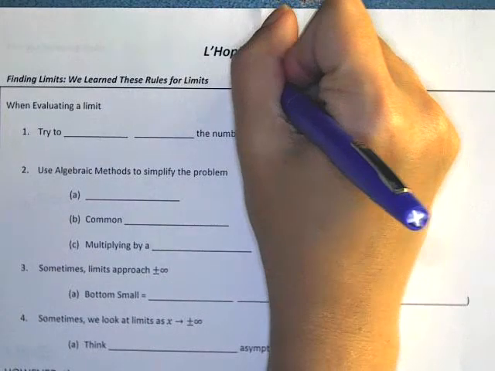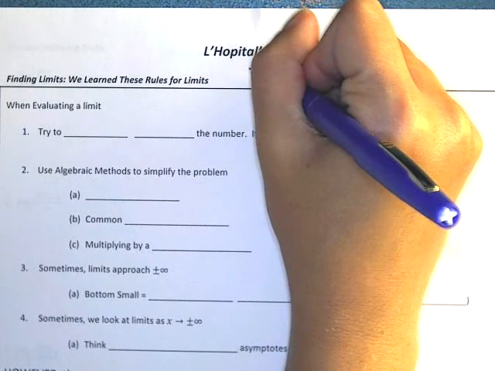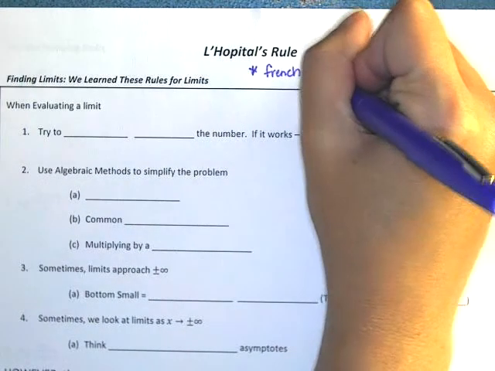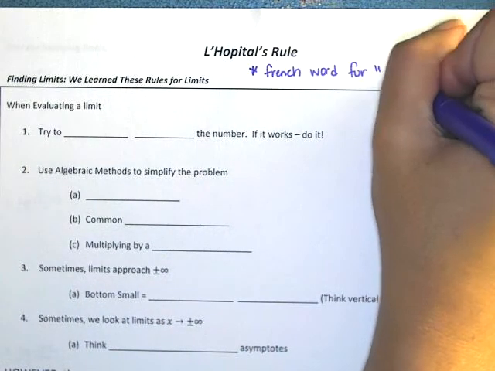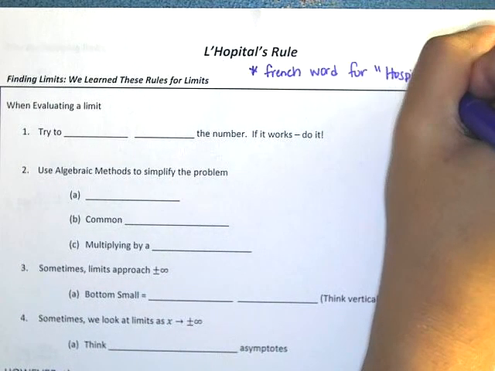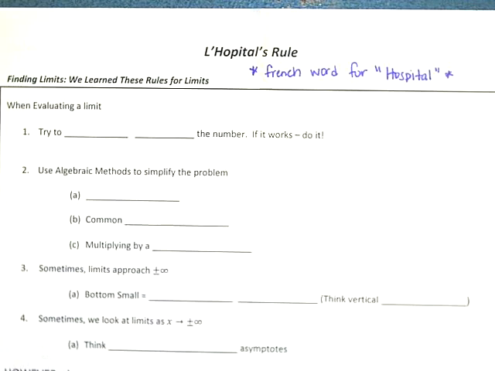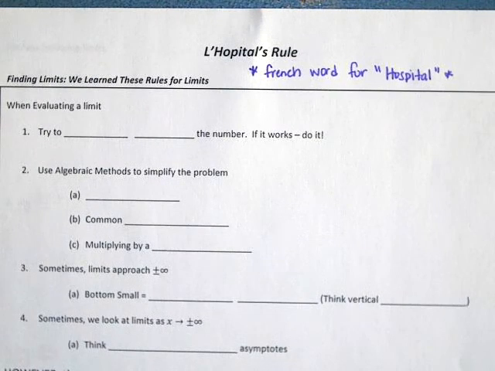L'Hopital was a guy, but it's also the French word for hospital, which will come up later. It's not pronounced Le Hopital, it's pronounced as L'Hopital. And this is a guy who invented a rule about limits that requires you to know derivatives. So the reason we didn't learn this rule before is we didn't know derivatives yet when we first learned about limits, but now we do.